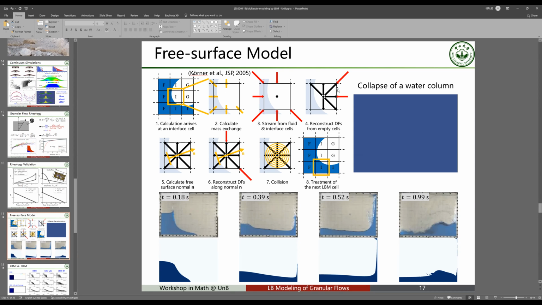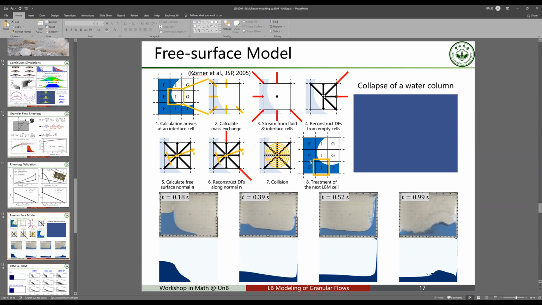In LBM, you know that we have these density distribution functions streaming between the fluid cells. But if the calculation doesn't access these gas cells, then there are no distribution functions streaming from these gas cells to the interface cells, right? That means we have to reconstruct them. It involves a little bit of detail about how we reconstruct these density distribution functions. Normally, it follows a so-called non-equilibrium bounce-back boundary condition in LBM. Once we get these missing distribution functions, then we can do a normal collision step in LBM. Then the calculation is finished for this particular cell.